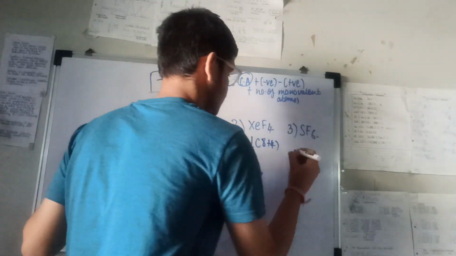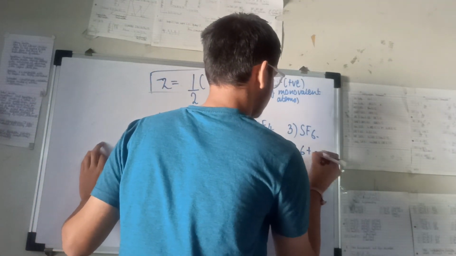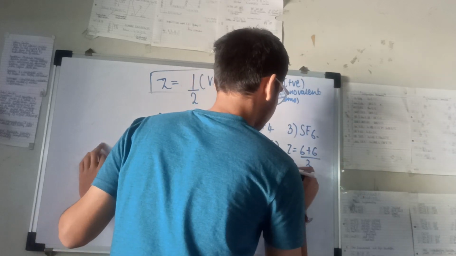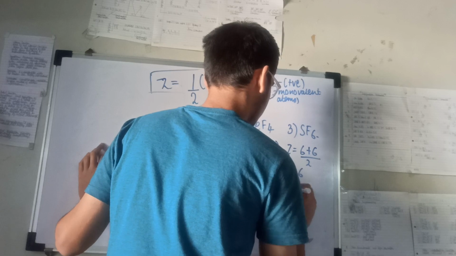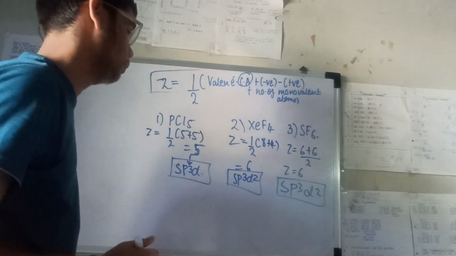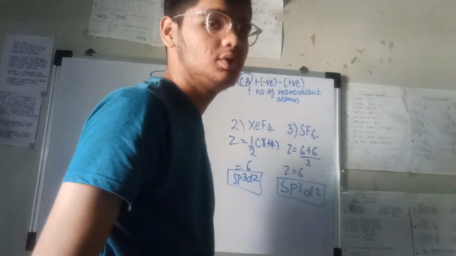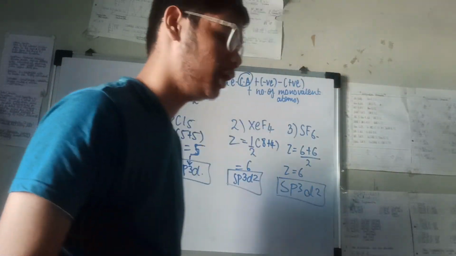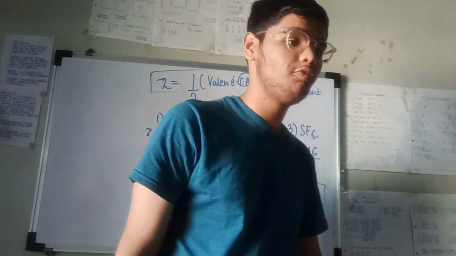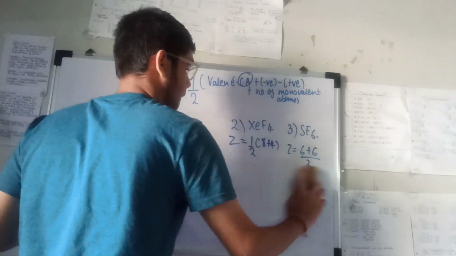For SF6, let's check. 6 plus no charge, monovalent, 6 divided by 2. Z is equal to 6. sp3d2 is coming. So by two methods we have learned to calculate the value of Z, that is the steric number. Now let's see each and every case in detail.